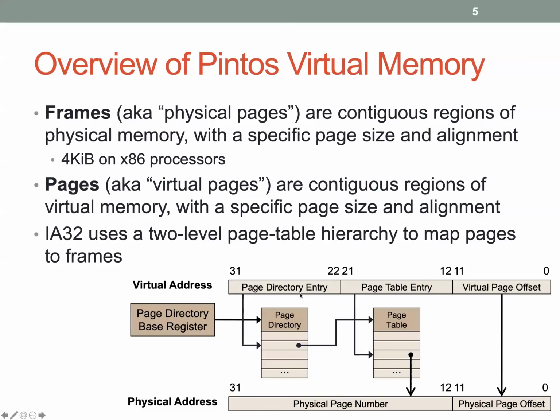Okay, and IA32 has this 2-level page table hierarchy, which we've talked about a number of lectures. So you have the page directory, and there's a special control register called, I think it's control register 3, that's used to store the page directory base register. And the page directory is just the top level of the 2-level hierarchical page table that is supported by the processor. And every process in Pintos has its own page directory so that every process has its own idea of what virtual memory looks like.